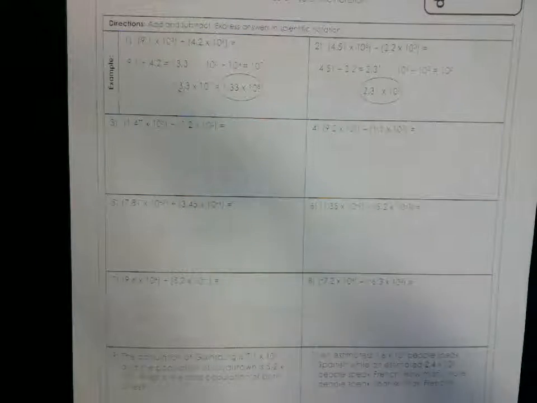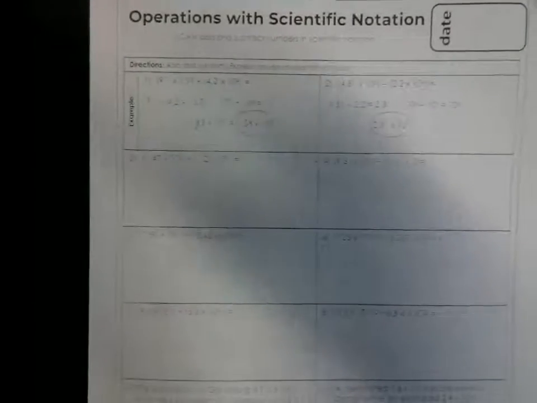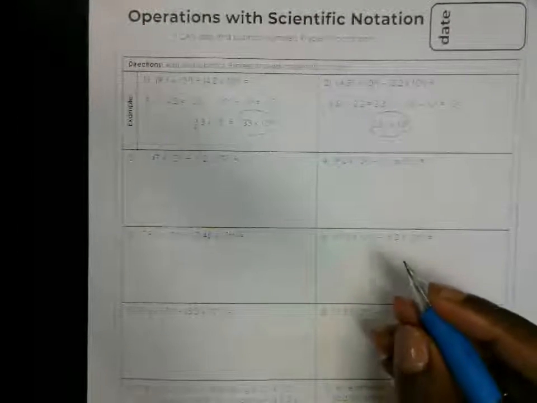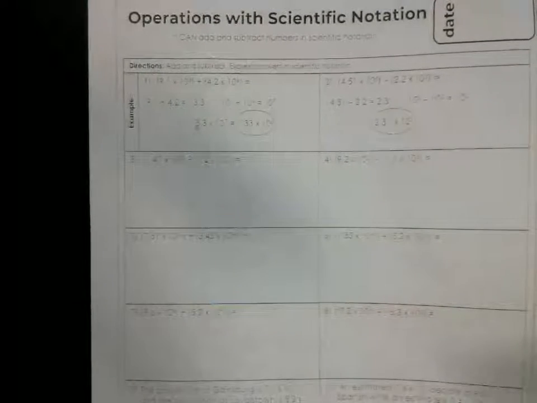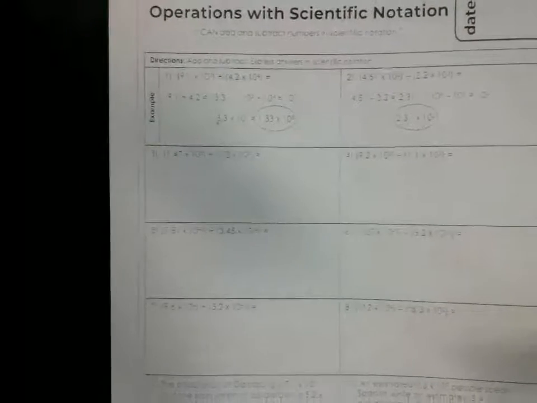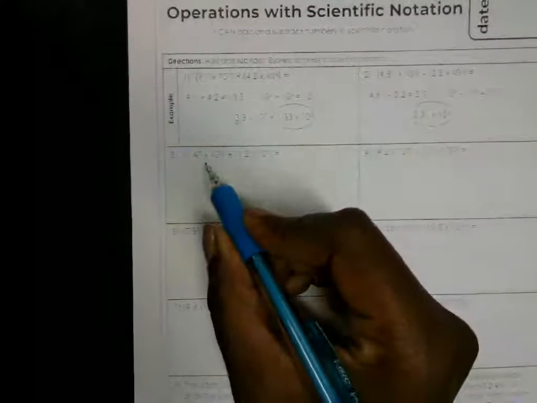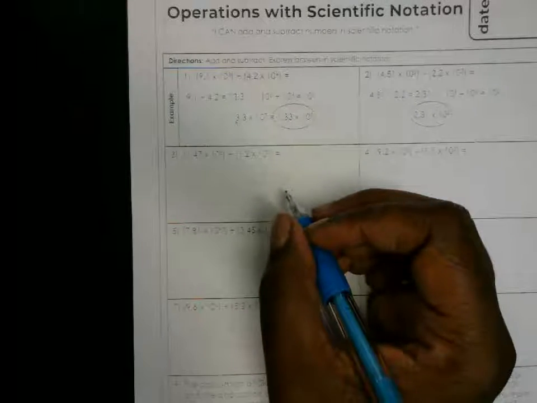All right, class. So today we're going to do a homework help video on operations with scientific notation. The first thing that we are going to do here is to convert the numbers back to their original state, and then we're going to add the numbers together.